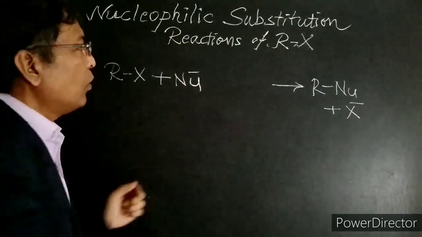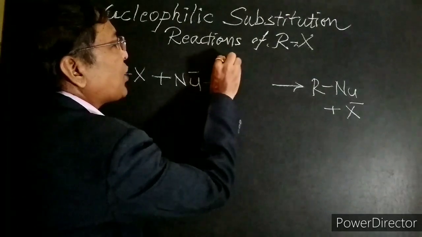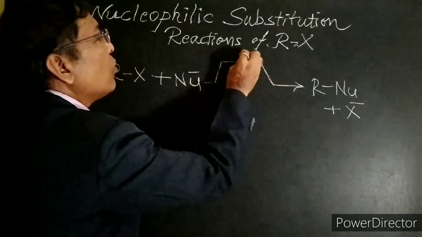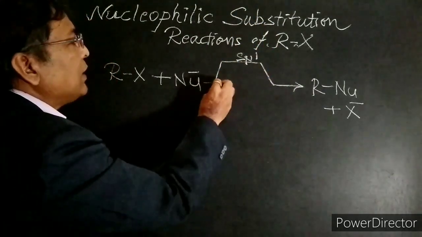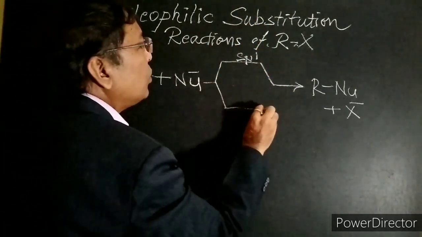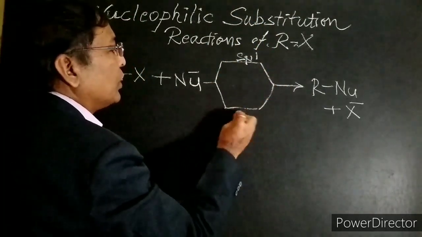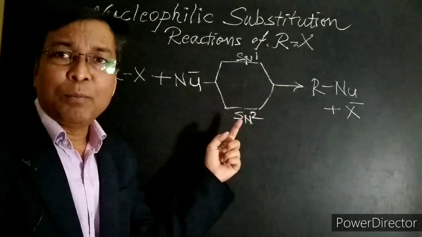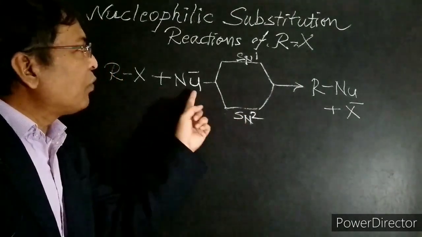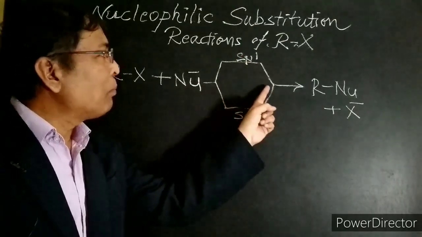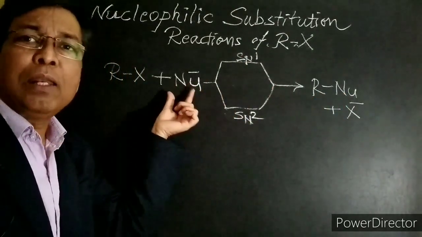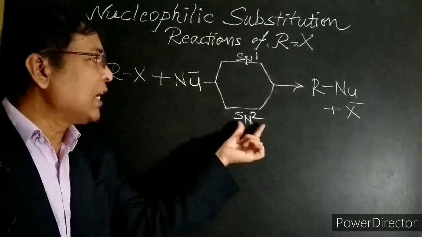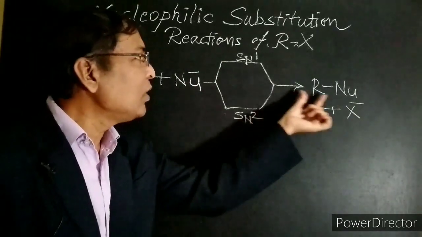Nucleophiles will follow the SN1 reaction path to give products, or nucleophiles may follow the SN2 reaction path to give products. I repeat, nucleophiles will follow the SN1 reaction mechanism path to give the products, or the nucleophile may follow the SN2 reaction mechanism path to give the product.